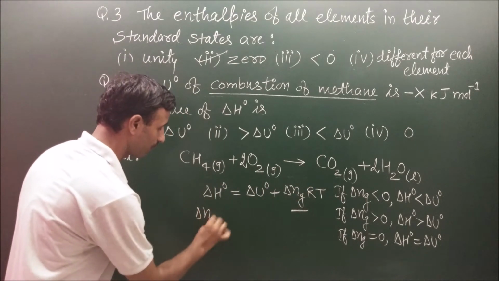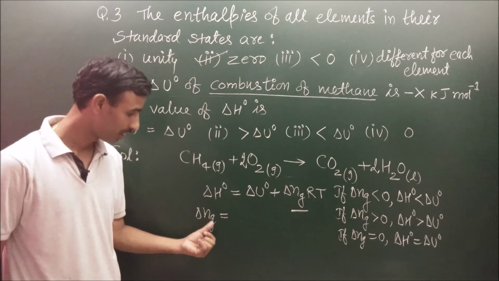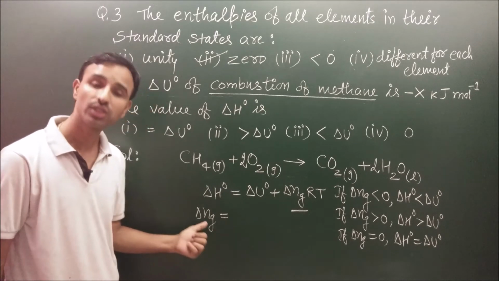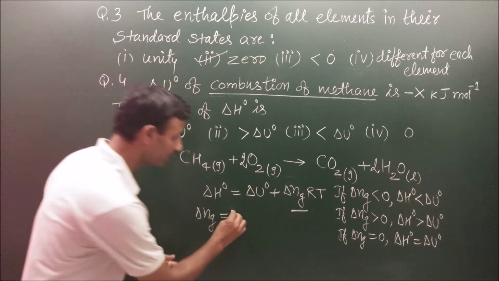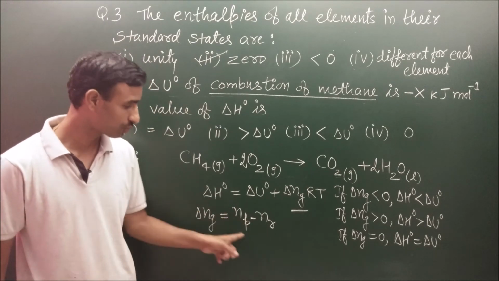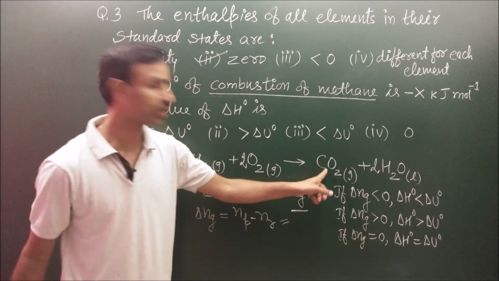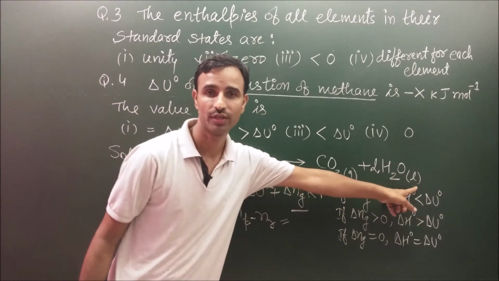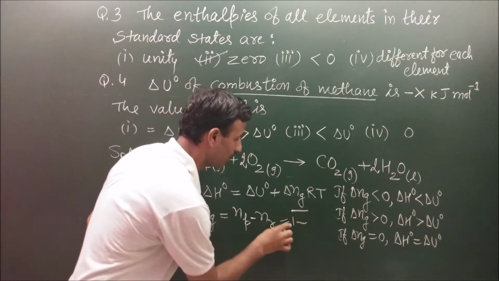What is delta Ng? This delta means change, N means number of moles, and G means gaseous moles. So this means change in gaseous moles of the reaction. So change is product minus reactant. Number of gaseous moles of the product minus number of gaseous moles of the reactant. On the product side, CO2 is gas, but H2O is liquid. What it means? There is only one gaseous mole. So the product has one gaseous mole.